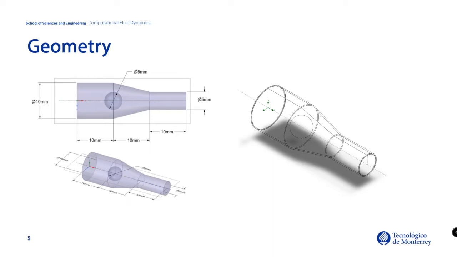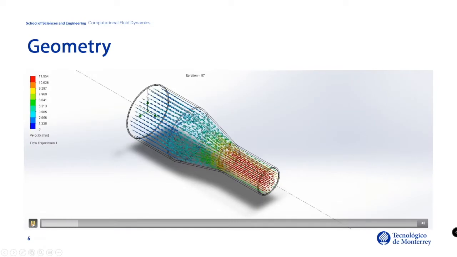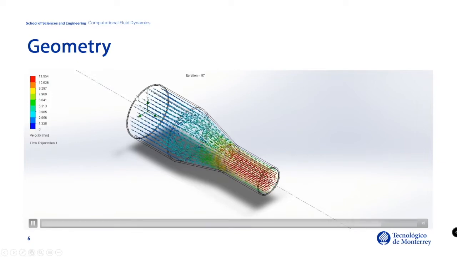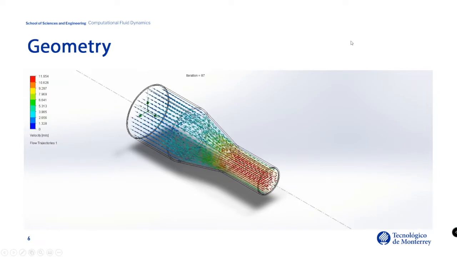In this slide, I am showing the main features of the geometry. We will get an object like the one presented on the right section of this slide. And finally, we will get an animation like this one, where we are representing the velocity flow field, and every color represents a value for the velocity in this case.